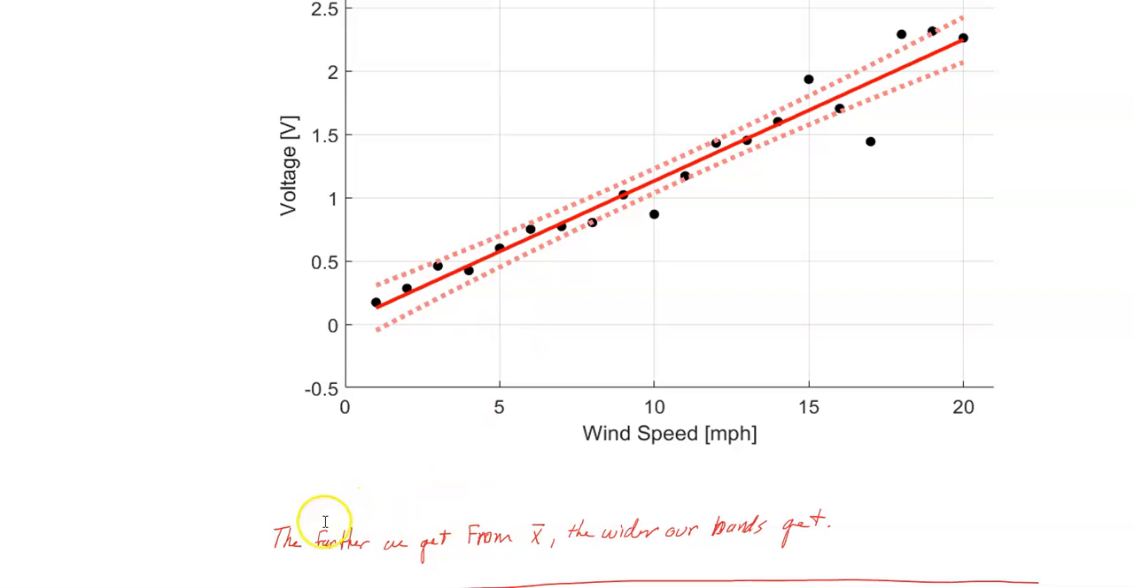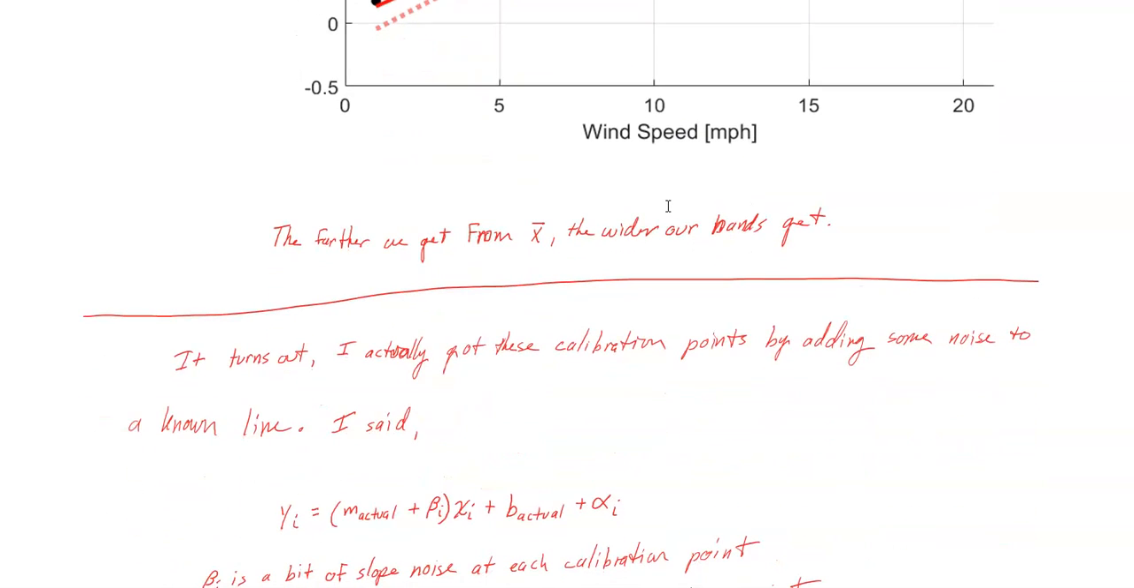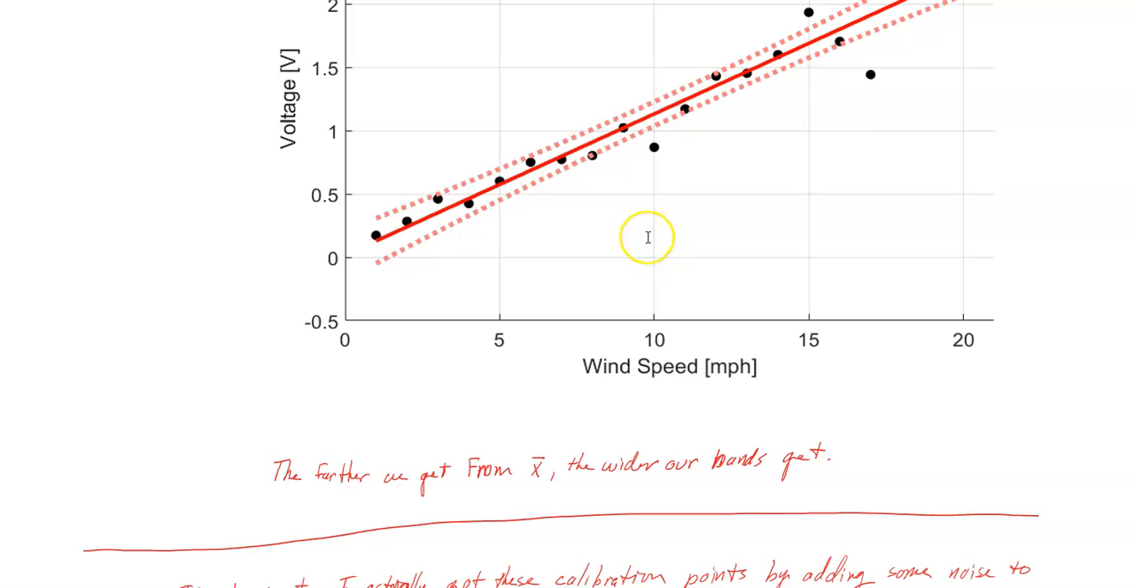So as I stated before, the further we get from x bar, which in this case is 10.5, the wider our bands get. So we can see that it's slightly wider out here and slightly wider out here, slightly more narrow here. Now, if there's more noise in your data, that change in width will become more pronounced. So we could sort of stop there and say, all right, that's how we calculate some bands.